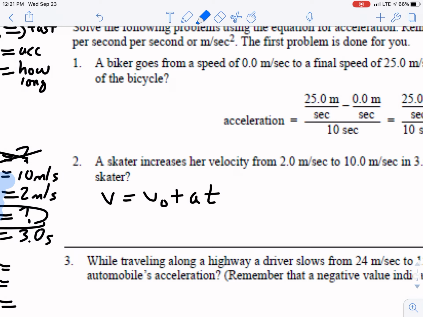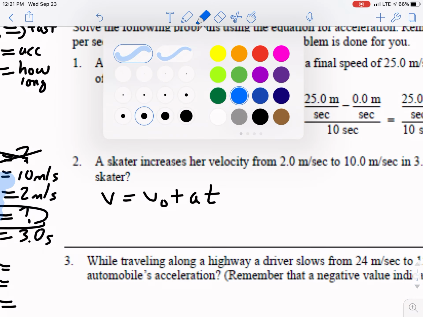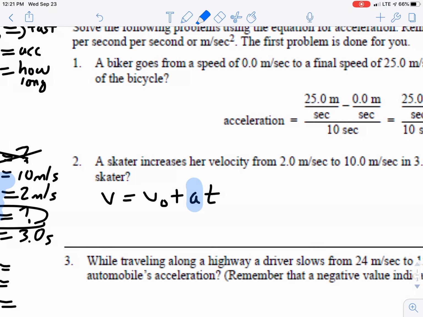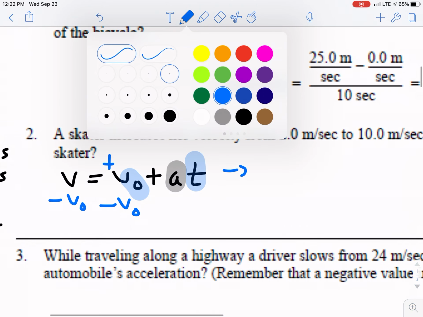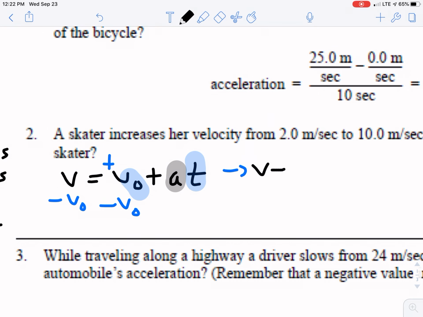Now we need to solve this equation for acceleration. To solve for acceleration, you need to get rid of the v naught and the t. Now to get rid of v naught, v naught is a positive v naught, so you need to do the opposite of the positive and you need to subtract. So we're going to subtract v naught from both sides, in which case we have v minus v naught equals a times t.